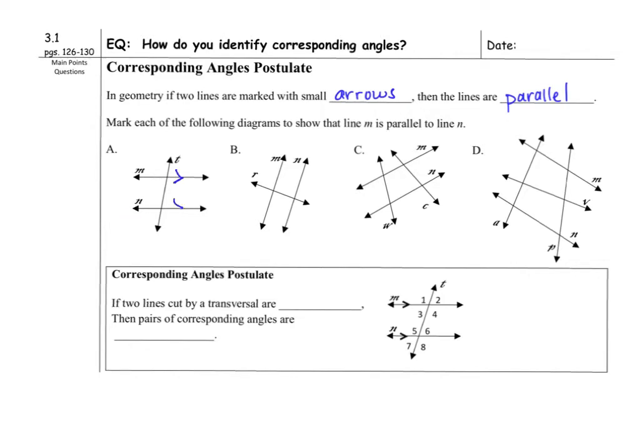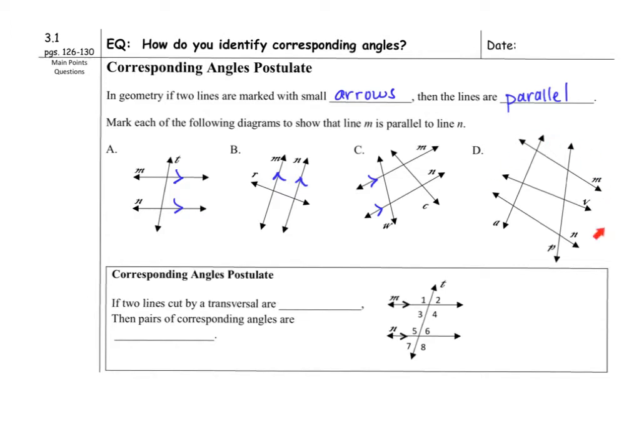So we could mark the diagrams like this with little arrows to show that line M is parallel to line N. If we look at letter B, we would mark the arrows going up like that. In letter C, we can mark parallel lines with arrows here. Normally the markings for parallel lines are going to be somewhere towards the ends of the line. Like you wouldn't mark them in the middle usually.